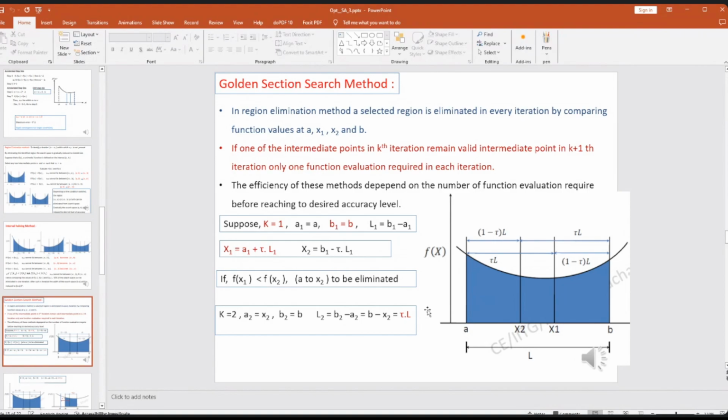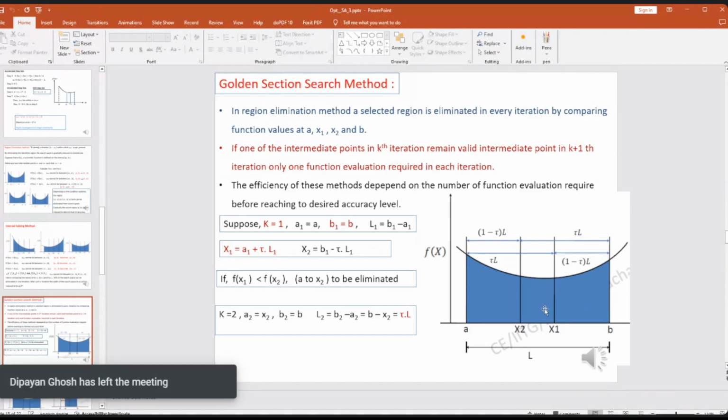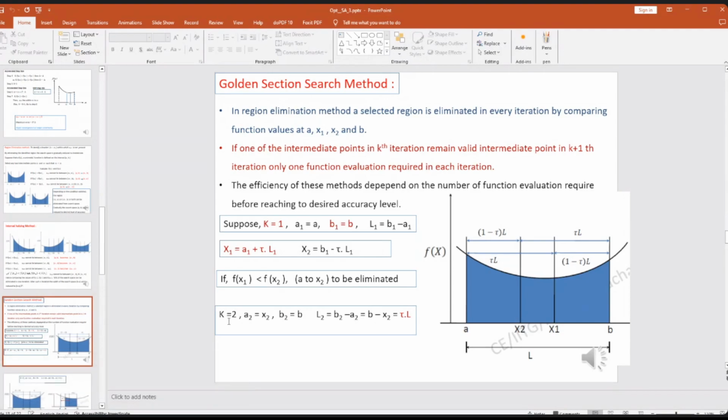While eliminated, what is the remaining part? Look, the remaining part is tau L. Either this portion is eliminated or this portion is eliminated, the remaining part always will be tau into L. Do you agree or not? Yes, sir. So the length of the interval in the second iteration level is tau L. Boundary is modified. Now at k level 2, a2 is equal to x2, b2 is equal to b, L2 is equal to tau L. Do you accept or not? Yes, sir.